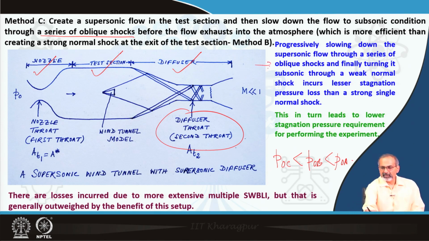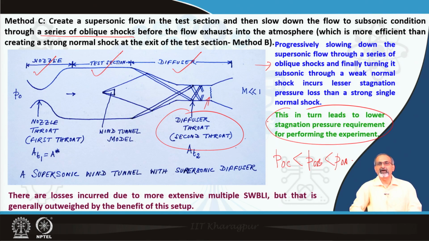Here in this design, we progressively slow down the supersonic flow through a series of oblique shocks and finally turn it subsonic through a weak normal shock which forms at the end after the shock train, and therefore, because of the weak normal shock, lesser stagnation pressure loss is incurred than a strong single normal shock like we saw in method B, and this in turn leads to lower stagnation pressure requirement for performing the experiment. So, we also found a reason behind why the stagnation pressure requirement is far lesser in this case.